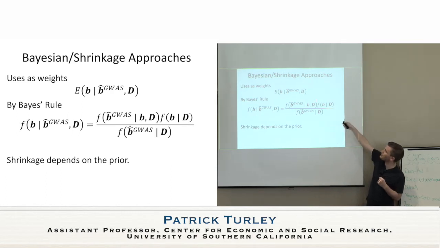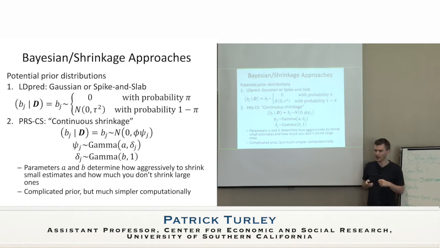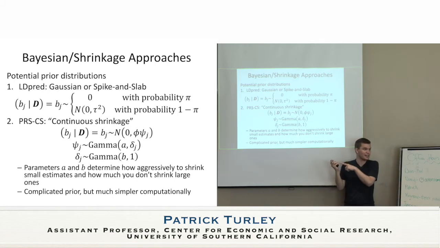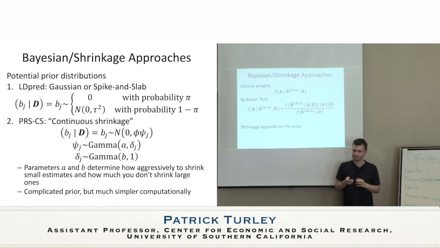But then we have this term here: what do we think the little b's are? What do we think is the distribution of effect sizes that we see? And so we have choices. So this is the way that the three methods differ, in the assumption about what the distribution of actual effect sizes are.